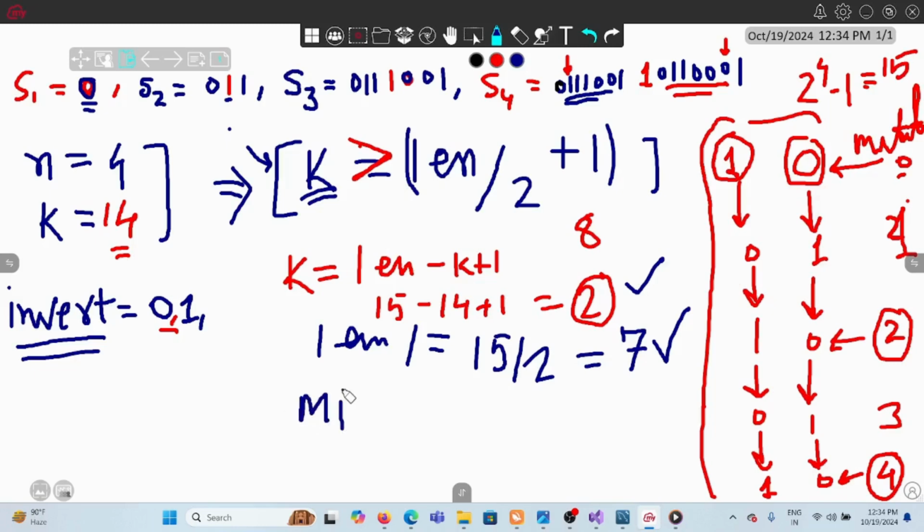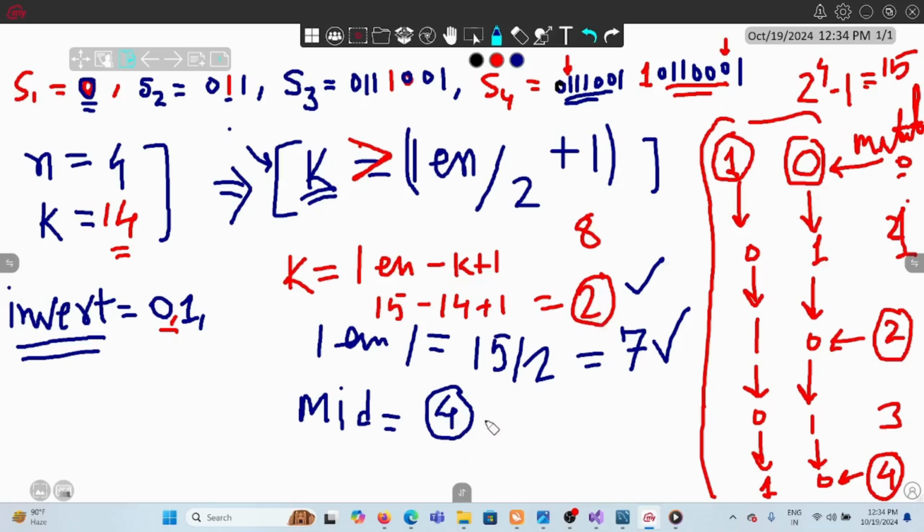So midpoint would be length divided by 2 plus 1. So length is 7, 7 divided by 2 plus 1. So this would be 3 plus 1, so it would be 4. This time our mid is becoming 4. But this is 2, right? This is 2. Our k is 2 and this mid is 4.